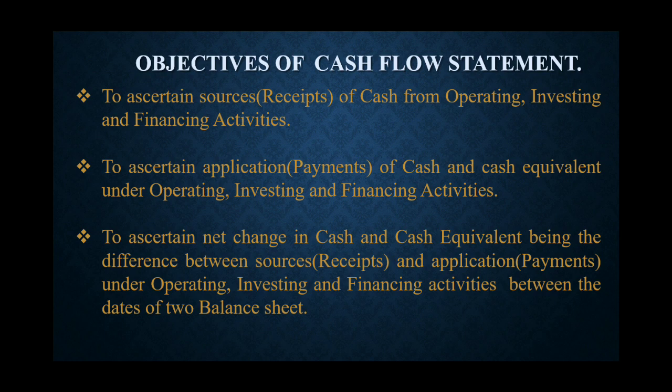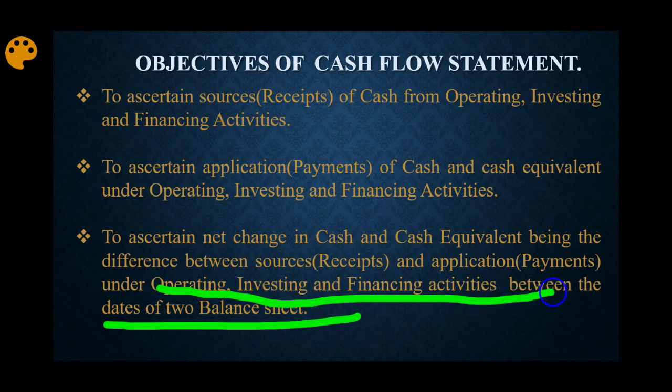Now the last objective is to ascertain net change, overall change. Net change means overall change in cash and cash equivalents, being the difference between receipts and payments, that is sources of cash and application of cash under operating, investing and financing activities between two dates of the two balance sheets. This is the ultimate purpose of cash flow statement. We consider all these investing, operating and financing activities.